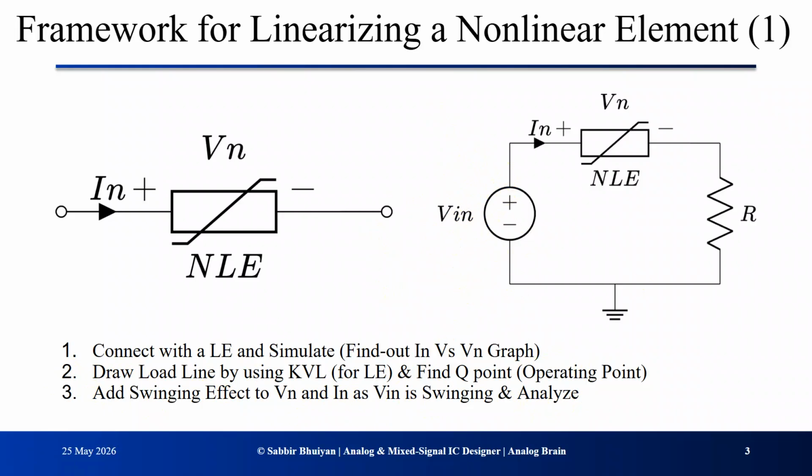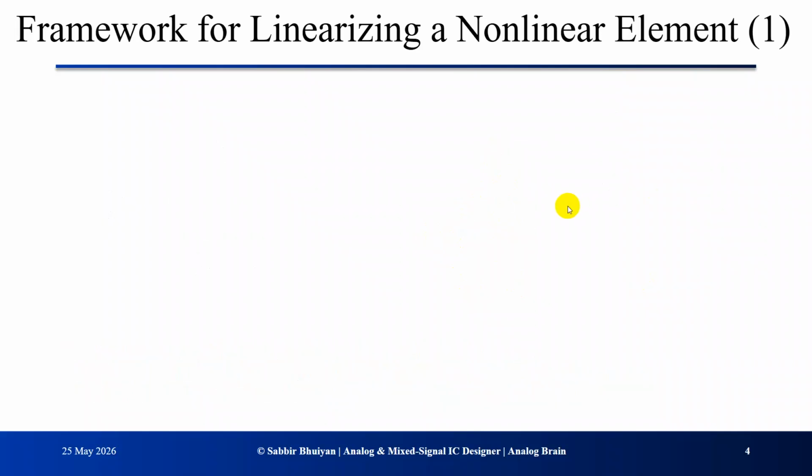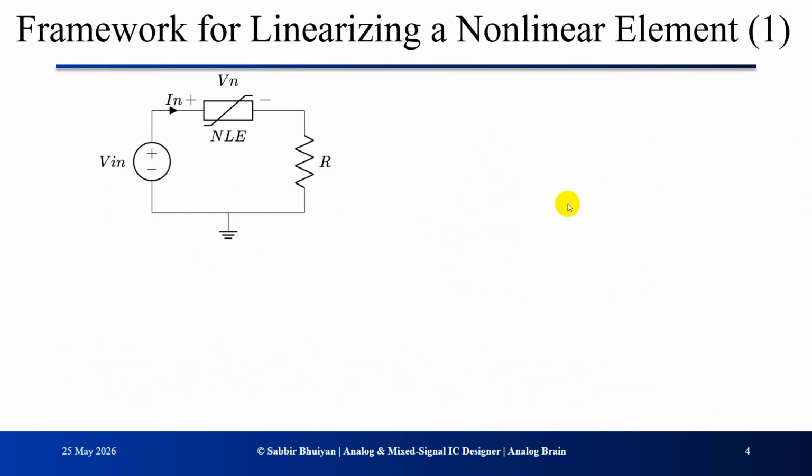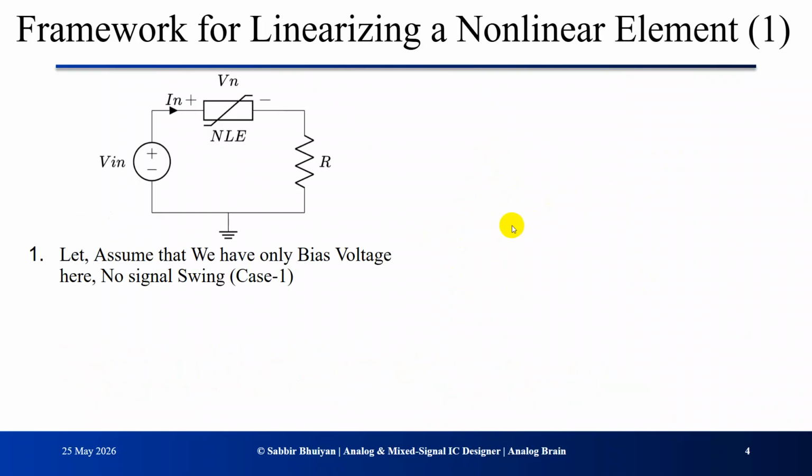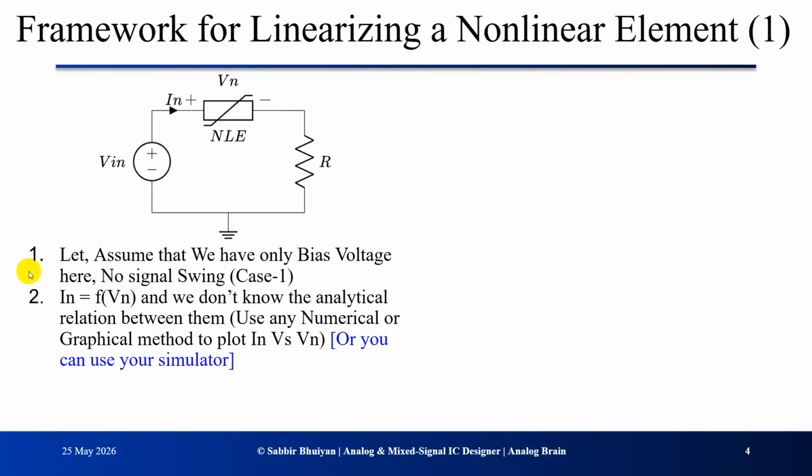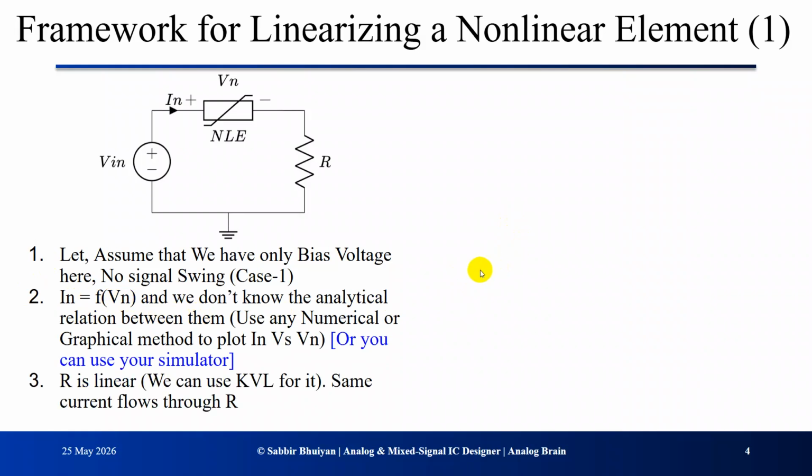Now going to slide 4, let's see. So first, let us consider only the DC bias condition. No signal swing yet. The nonlinear device follows some unknown relation. In equals some f of Vn, right? In is equal to some f of Vn. And we don't know the analytical relation. Okay. Now we may not know the equation, but we can still obtain the curve experimentally, numerically, or through a simulator. You can use your favorite simulator.